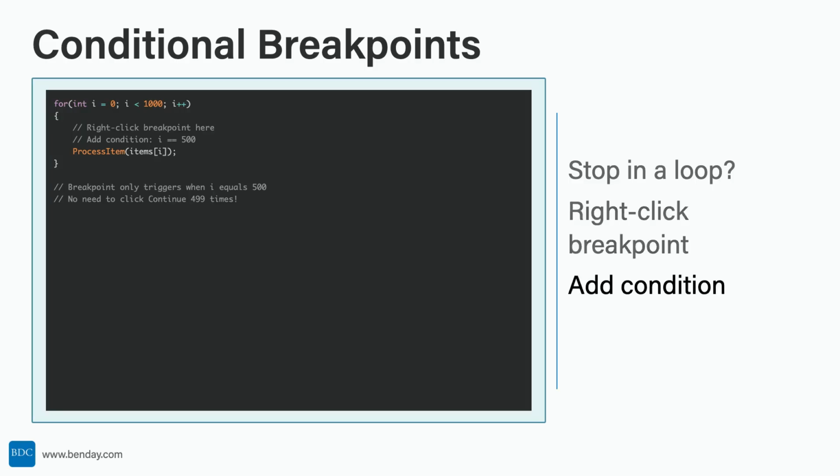If you wanted to stop on the 400th iteration of this loop, set a breakpoint, then right-click, and add a condition that says i equals 400. Hit F5 to start debugging, and the loop will run 399 times without you, and then stop before loop 400.